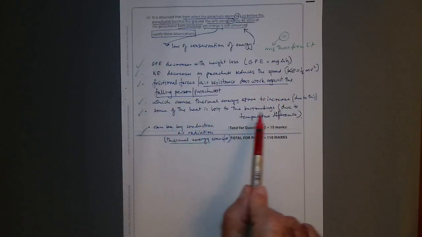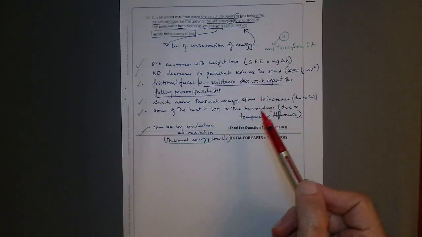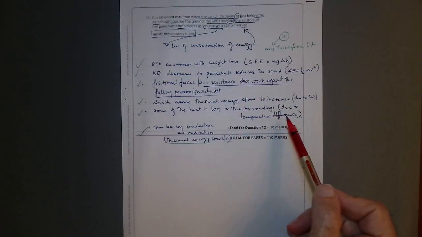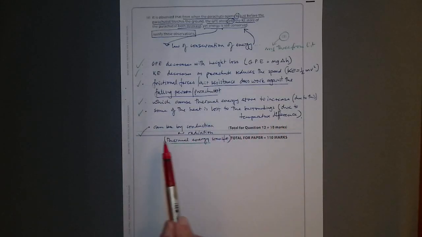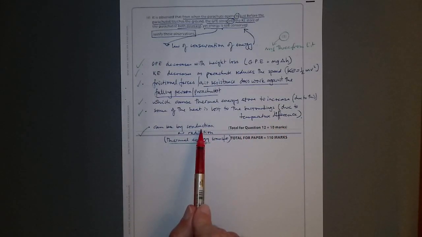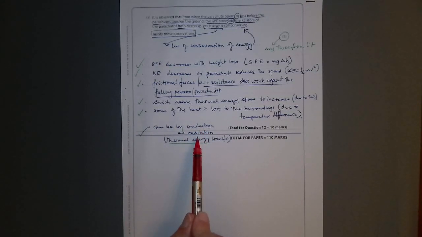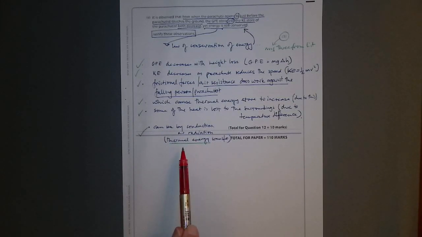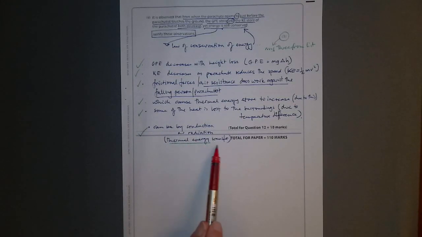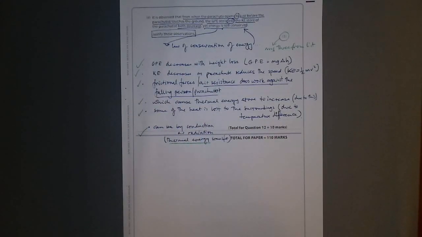Some of the heat is lost to the surroundings due to the temperature difference between the parachutist and the air. And this loss of heat can be due to conduction, which just means atom-to-atom vibrations, or radiation, which is basically anything which is warmer radiates more energy than it takes in. And therefore this is a thermal energy transfer. So these are all different terms that you can use to get the maximum marks.